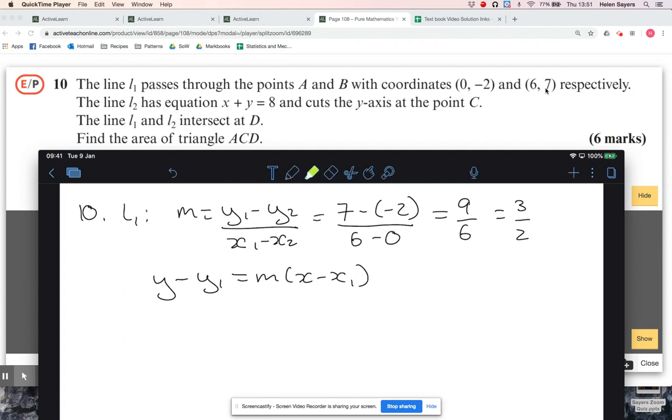So there's my gradient. And for my coordinates, I was going to use B, 6, 7. I could use either. But actually, do you know what? I'm going to change that because the other one has a 0. I was thinking about not using the negative, but because it's got a 0, that one would be easier. But you can use either. So I'm going to use the coordinate 0, -2.